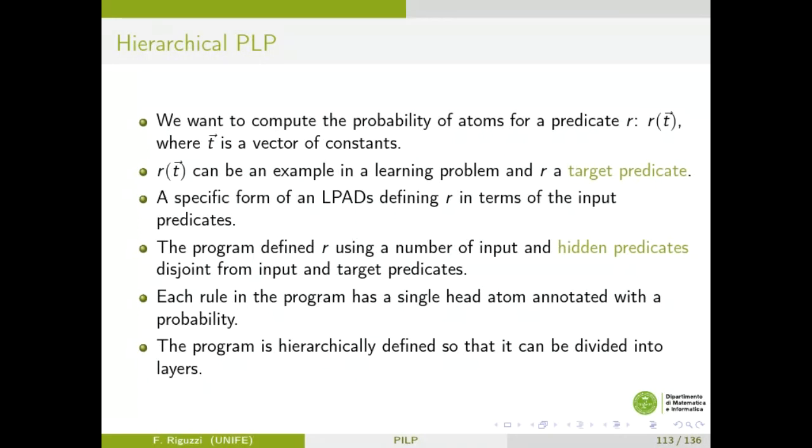Moreover, the program defining R can also use hidden predicates, which are predicates that are defined by other clauses. Each rule in this program has a single atom in the head annotated with a probability. And the program is hierarchically defined. So at the highest level of the hierarchy, you have the target predicate R. At the level below, you have the hidden predicates that are used in the body of the rules for the target predicate R, and so on.